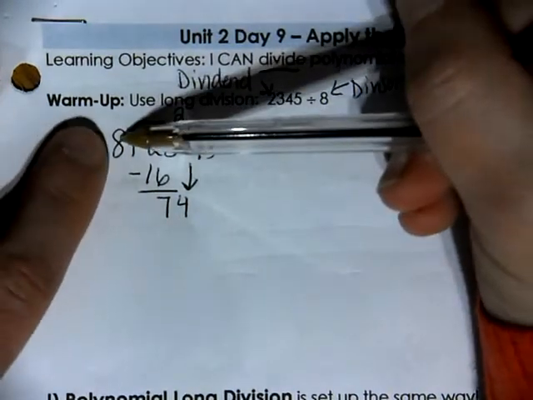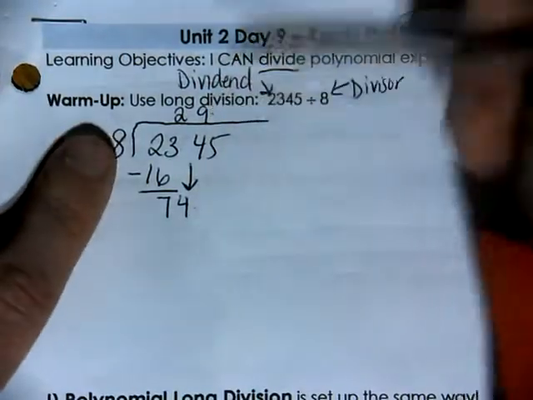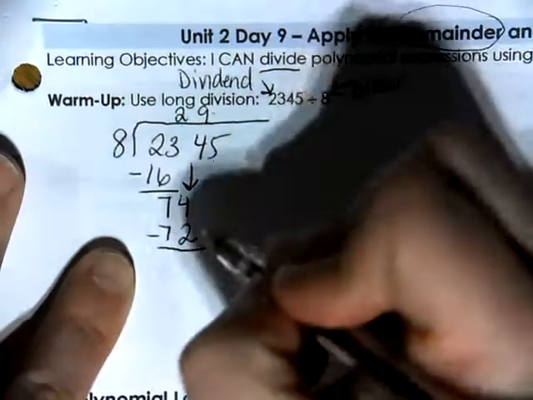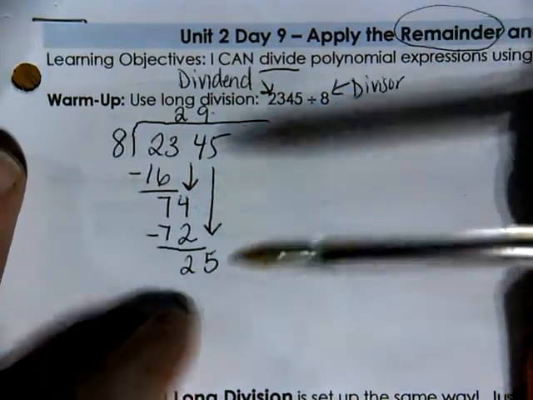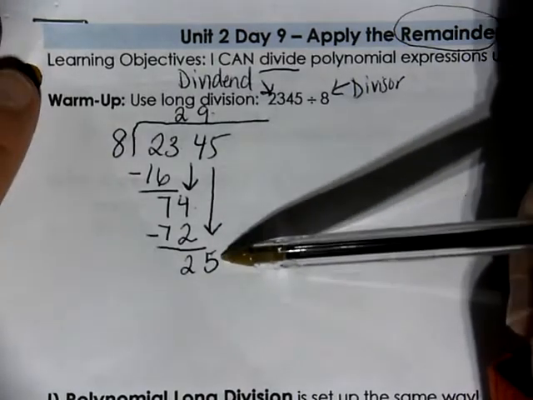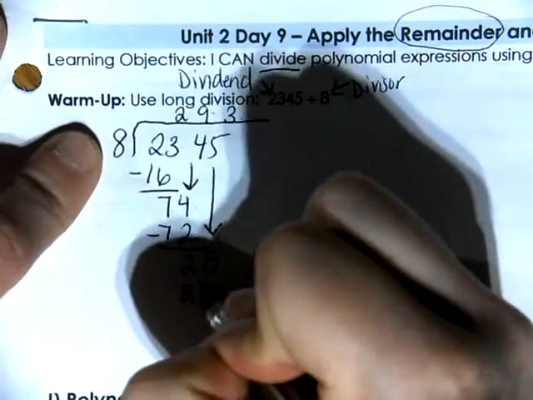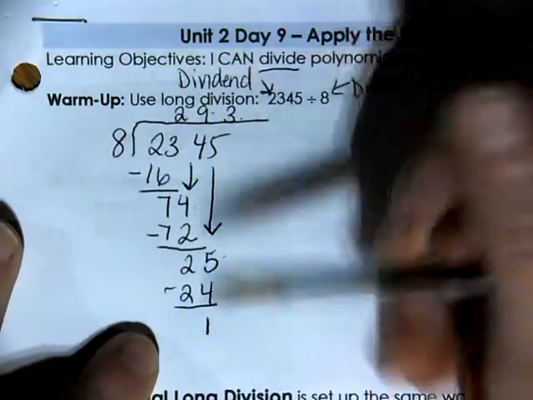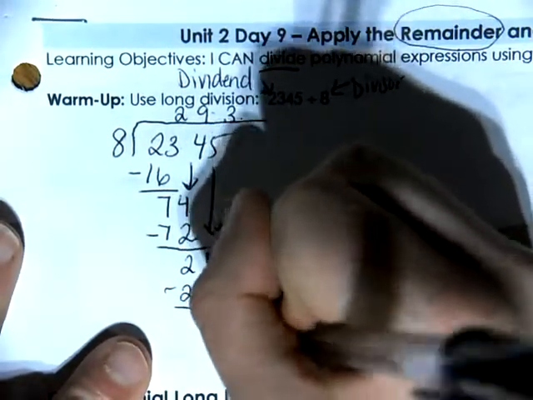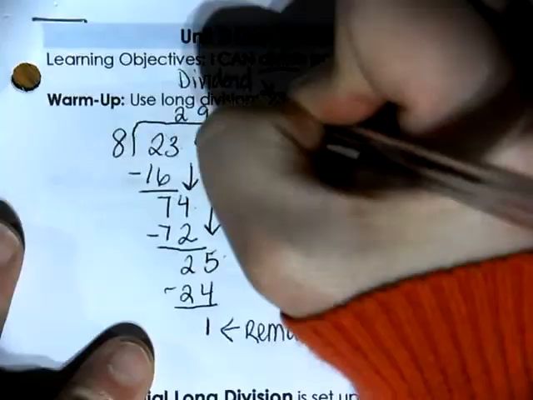And I have to ask myself, how many times can 8 go into 74 evenly? And hopefully you're able to say 9 times. 9 times 8 is 72. And now I'm going to subtract 74 minus 72. That is equal to 2. And now I'm ready to bring down my very last digit, which is 5. And I'm going to ask myself again, how many times can 8 go into 25? And this time around, it is 3. So 3 times 8 is 24. And I'm going to subtract. And when I do that, I end up with 1. There's nothing more for me to bring down, so this 1 represents the remainder. And we would normally write this as 293 remainder 1.